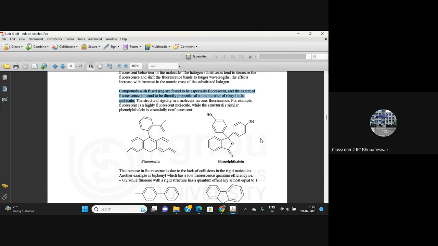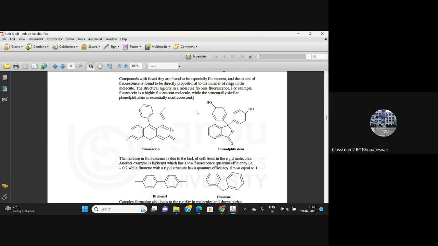But if you see this one, phenolphthalein, it is a rigid structure. The structural rigidity favors fluorescence. That also you can remember. If the extent of conjugation is more, then also the molecule can show fluorescence.